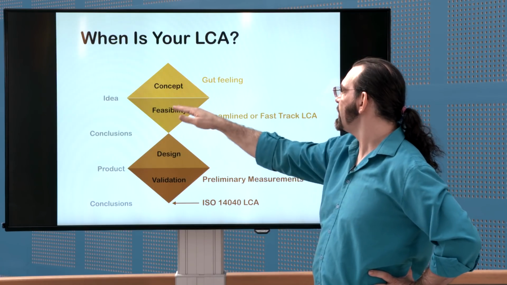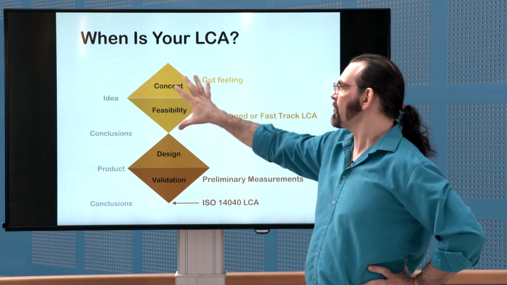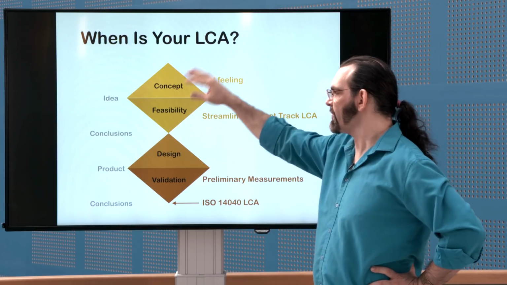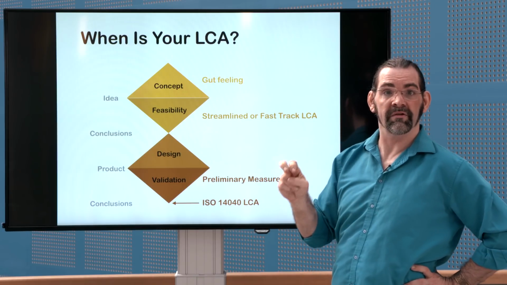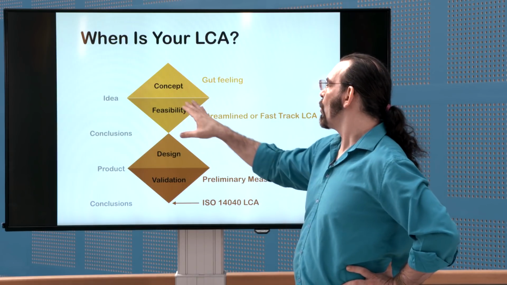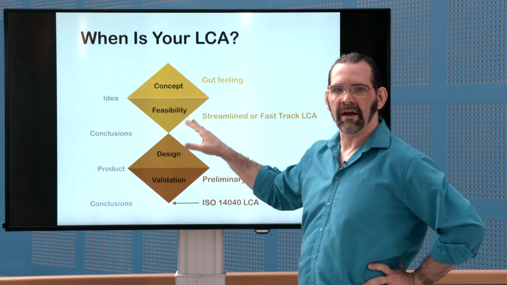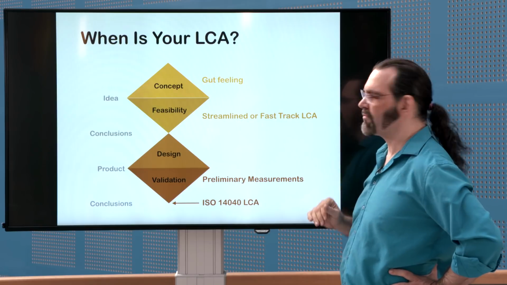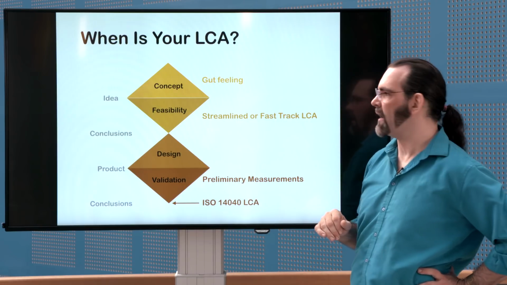If you do LCAs more in the sort of narrowing down phase of early design. This is taking the sort of double diamond method of design, where you have a general idea, but you're still working out details. This is the ideal place for streamlined or fast track LCA.